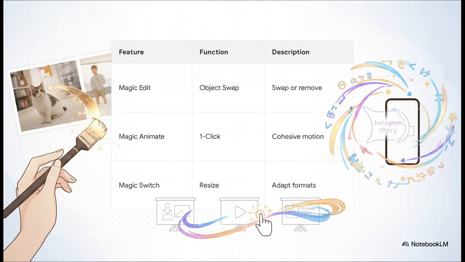But beyond just generating content, this toolkit also handles the truly tedious editing tasks. Magic Edit and Magic Eraser let you literally brush over an object in a photo and either swap it for something else using AI or just completely remove it while it seamlessly fills in the background behind it. Magic Animate applies cohesive, highly professional animations to an entire presentation with a single click. And my personal favorite, Magic Switch, is a true lifesaver. It instantly translates your design into other languages or resizes it for entirely different platforms, like turning a presentation slide into an Instagram story in seconds.